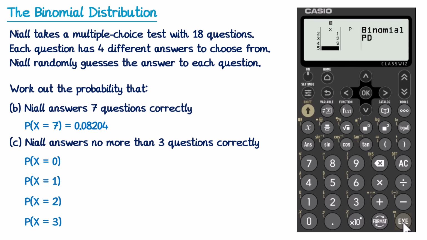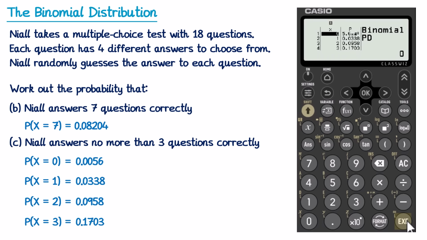So we wanted to do all of these at the same time. When we press execute, we're asked to reconfirm the values of n and p, which are the same as they were before, so we'll just go and execute, and we get these values here. So the calculator has worked out all 4 of these at once for us. Now, since all of these scenarios are valid for Niall answering no more than 3 questions, we would add these probabilities together. So we get this answer here, 0.3056.